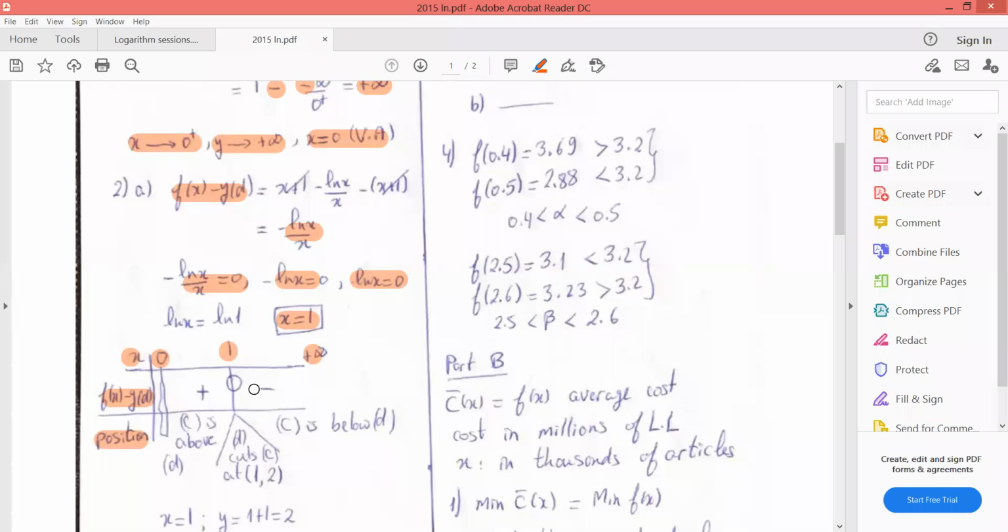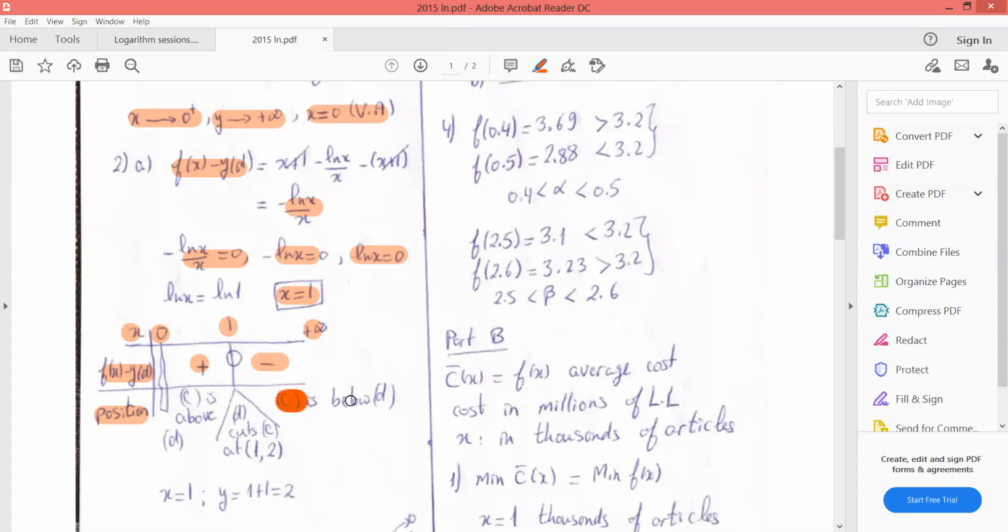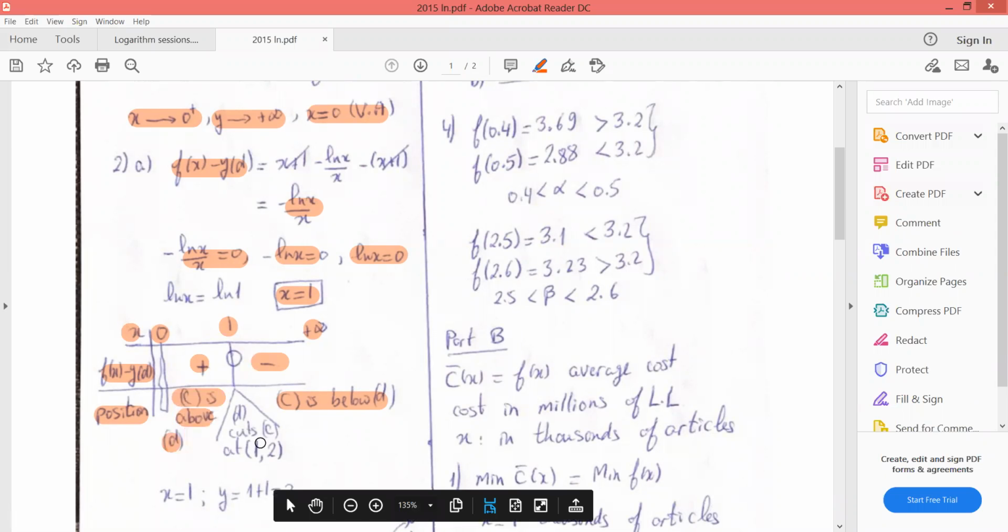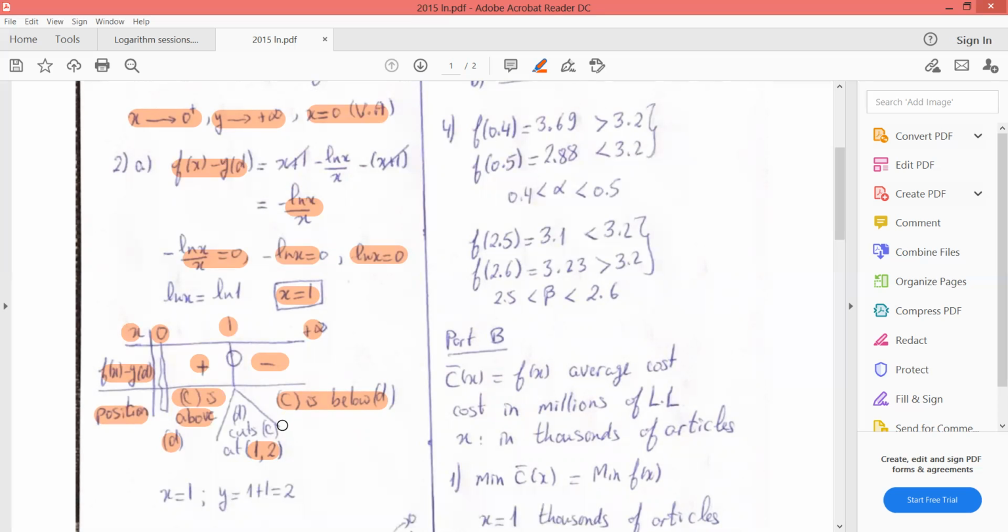To know the sign here, if it is minus or plus, I take a number like 2 and replace it in f(x) minus y_D. If we replace x by 2, minus ln 2 over 2 will give a negative number. So negative, positive. Negative means C is below D. Positive, C is above D. D cuts C at 1 and 2. How did we find this point (1, 2)? x equals 1, y equals 1 plus 1, gives 2.